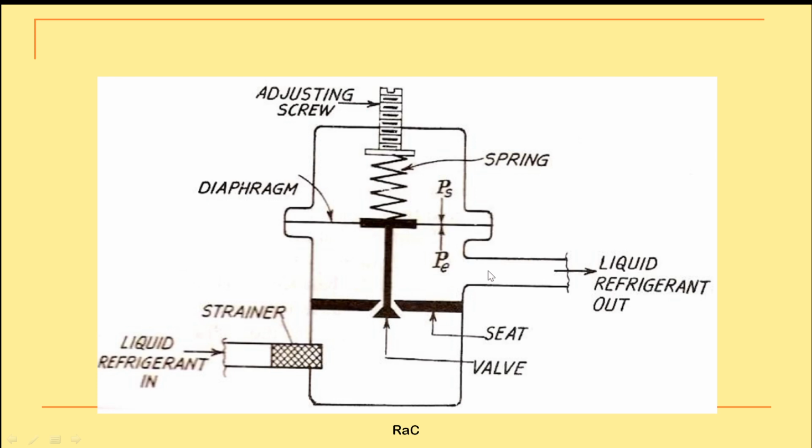Now, in the other scenario, if PE is less than PS, or PE is less than the set pressure in the evaporator, less than 2 bar, what will happen? Obviously, PS will be higher than PE. So this will come down, and more refrigerant will be flowing to the evaporator through the valve. So that much simple is the working. Just based on the pressure sensed from the evaporator, the valve is getting operated.